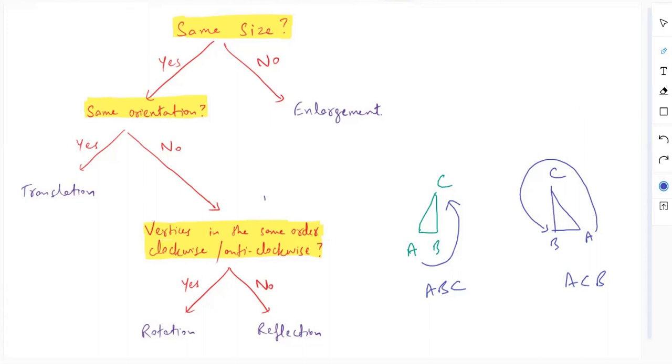इसमें जो last ये वाला टेस्ट मैंने लिखा है, इसमें आप parallel lines वाला टेस्ट भी यूज कर सकते हैं, ठीक है? So parallel lines, corresponding points को join करें, अगर parallel आ जाती हैं lines तो that's a reflection.